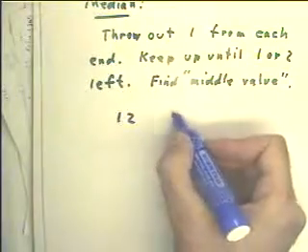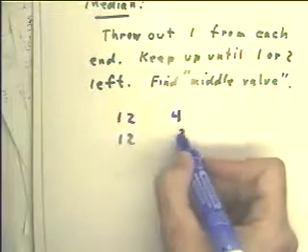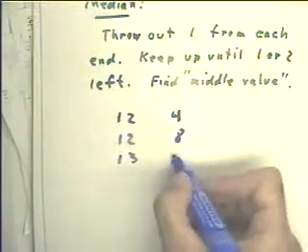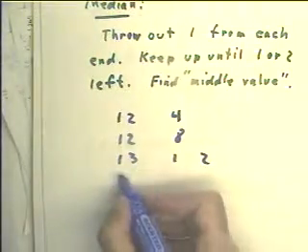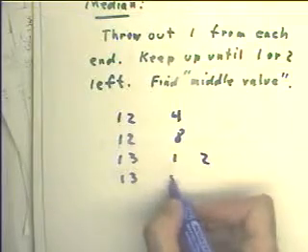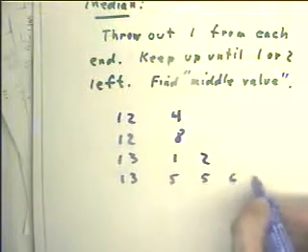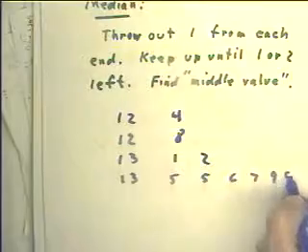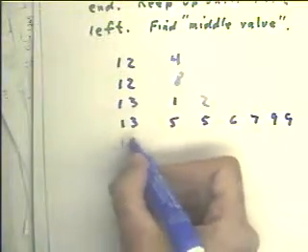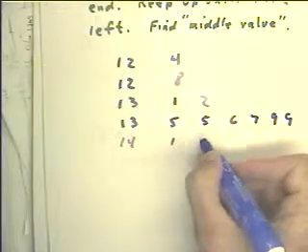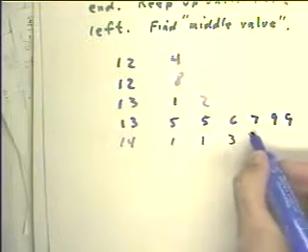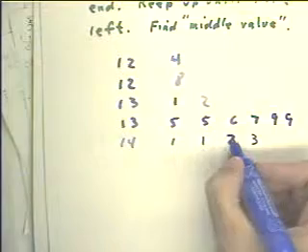Actually, I'm going to put these in order. We have 124, 128, 131 and 132. Then we have 135 and another 135, 136, 137 and a couple of 139s. Then we have 141 and 141, then 143 and 143. Whoops, one of those should be a 2.